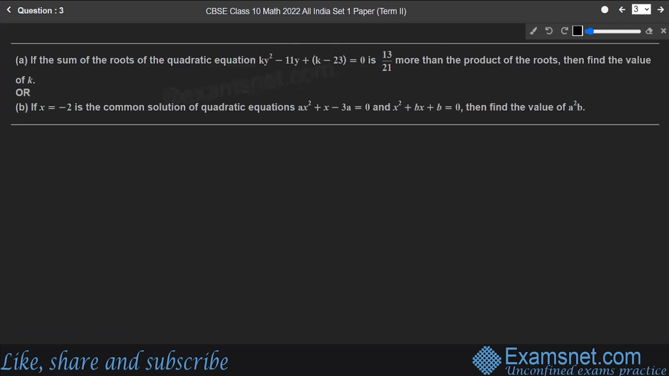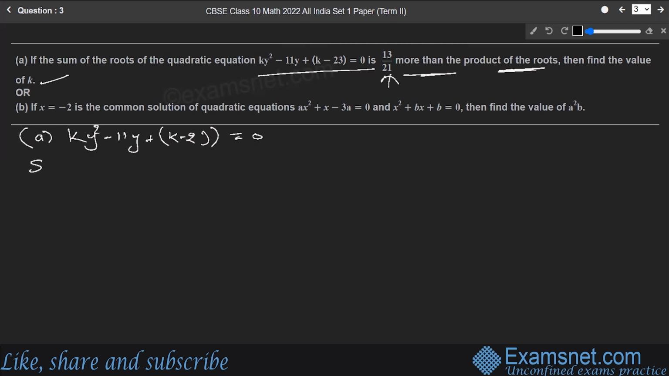Next, they say if the sum of the roots of the quadratic equation is 13 by 21 more than the product of the roots, then find the value of k. Okay, so let us try to solve the A part first. What is he saying? Sum of the roots of the quadratic equation. So the equation is ky square minus 11y plus k minus 23 is equal to 0.